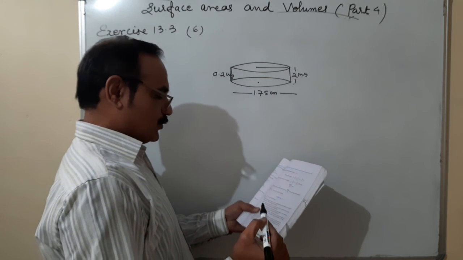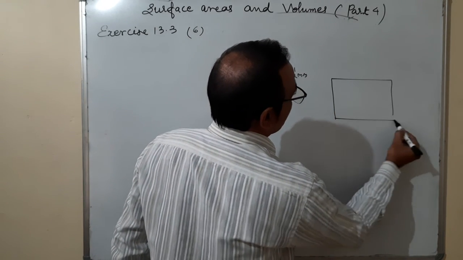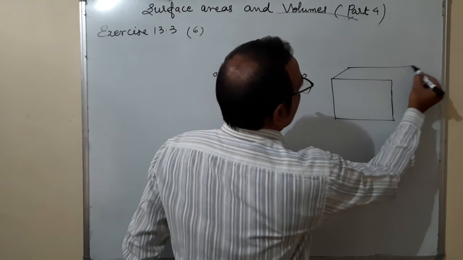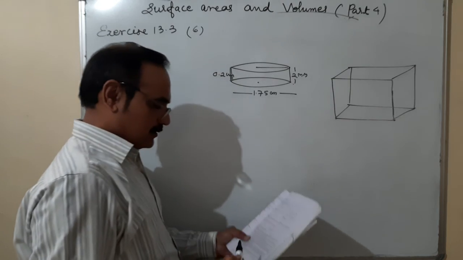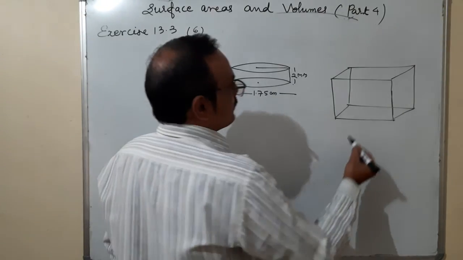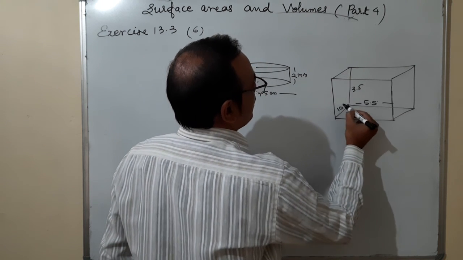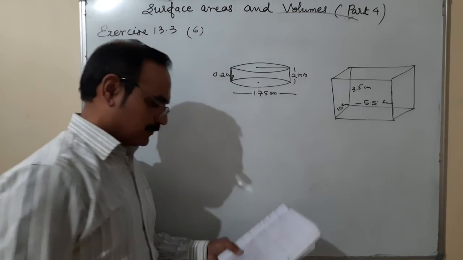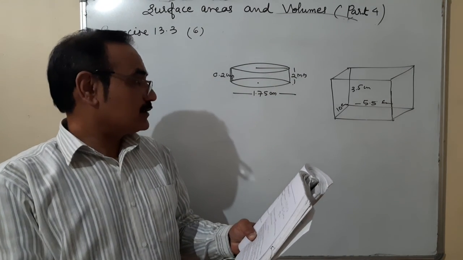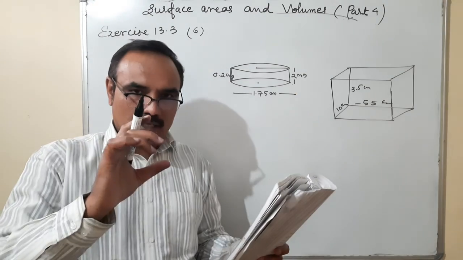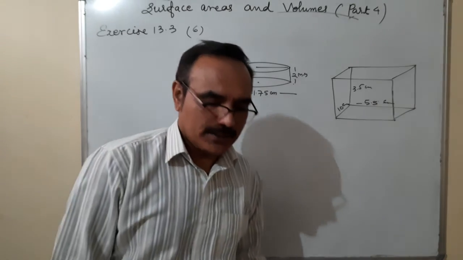Melted to form a cuboid. The cuboid dimensions are length, breadth and height: 5.5, 10, 3.5. And these are all in centimeters. Only one thing is that thickness is 2 millimeter. Thickness means the height of the cylinder, the height of the coin. How many silver coins? Okay.